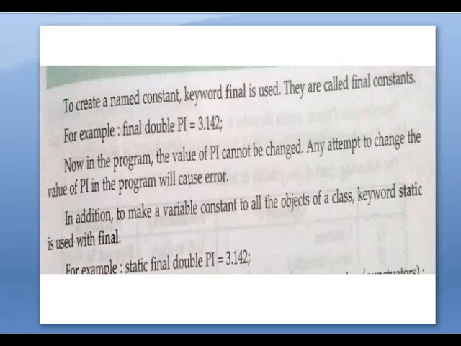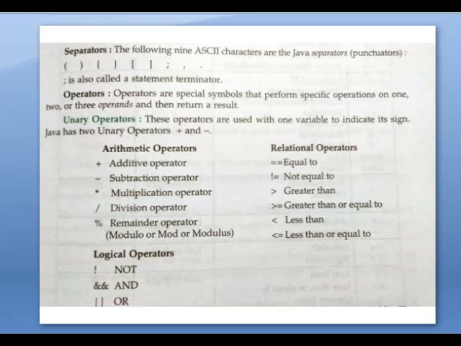So the next one is separators. These are the 9 ASCII characters that are the Java separators, that is open bracket, close bracket, open curly braces, close curly braces, open square bracket, close square bracket, semicolon, comma and full stop. Semicolon is called a statement terminator. So when you are writing a Java program, all the Java program statements will terminate with a semicolon.